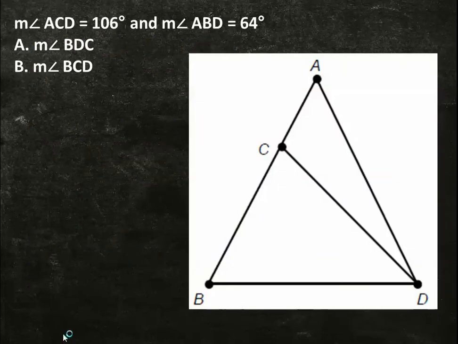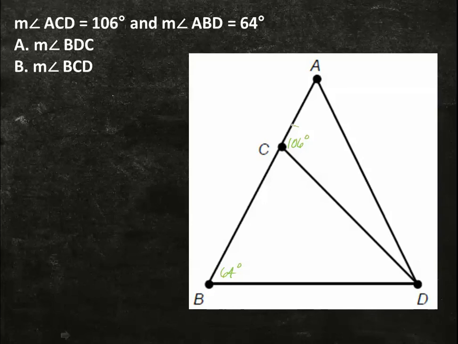Oh, goodness gracious. What does this one say? Measure of ACD equals 106. Measure of ABD is 64. Find these other ones. Well, let's mark this up. ACD would be this little guy right here. He's 106. ABD would be this guy down here, and he's 64. They want us to find BDC.